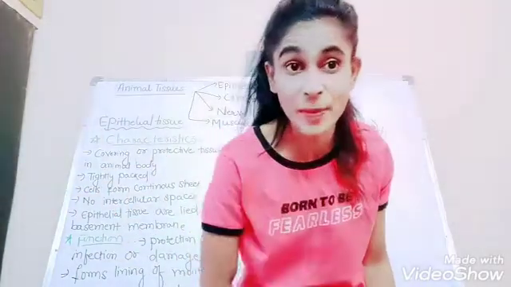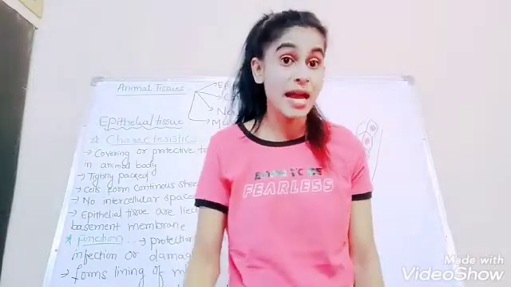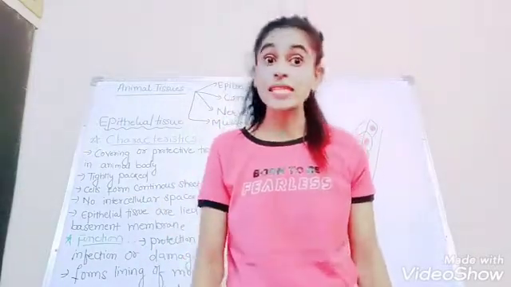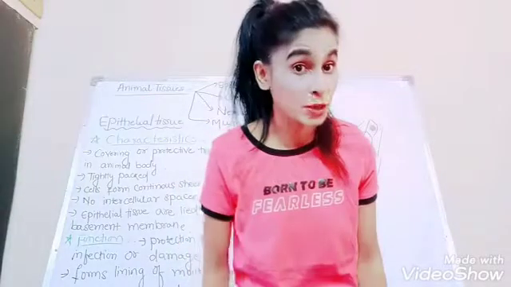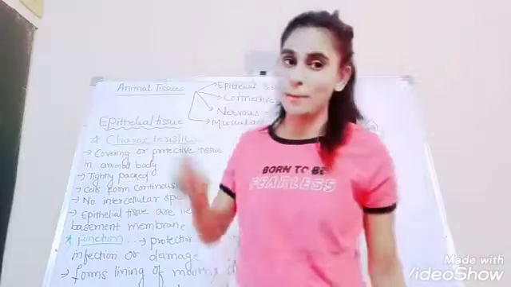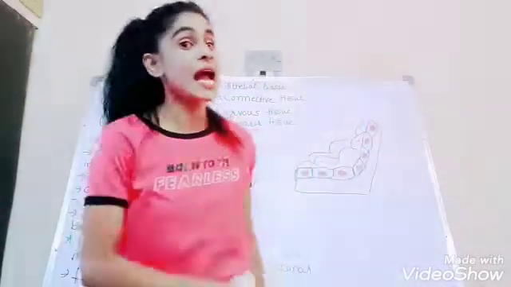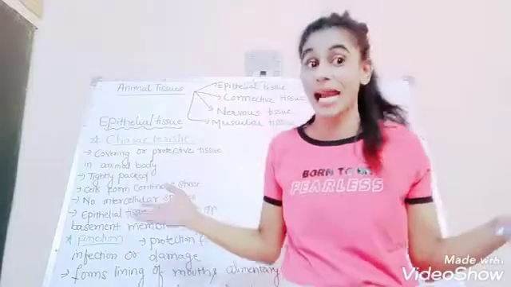What did we read in simple permanent tissue? Yes, of course: parenchyma, collenchyma, sclerenchyma. And in complex permanent tissue, we discussed the xylem and phloem. And today we are going to enter into animal tissues. Today's session is completely dedicated to animals and the tissues which are present inside us, inside animals.